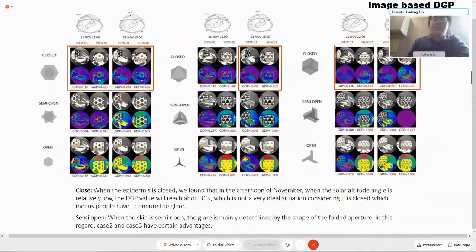The DGP value only shows the overall anti-glare effect. So in order to understand the glare situation of each state, we make a detailed calculation for critical time, and we focus on closed and semi-open states. We found that even under closed states, glare can still be a problem. The value is over 0.5, so we need to consider the transparency of the material.